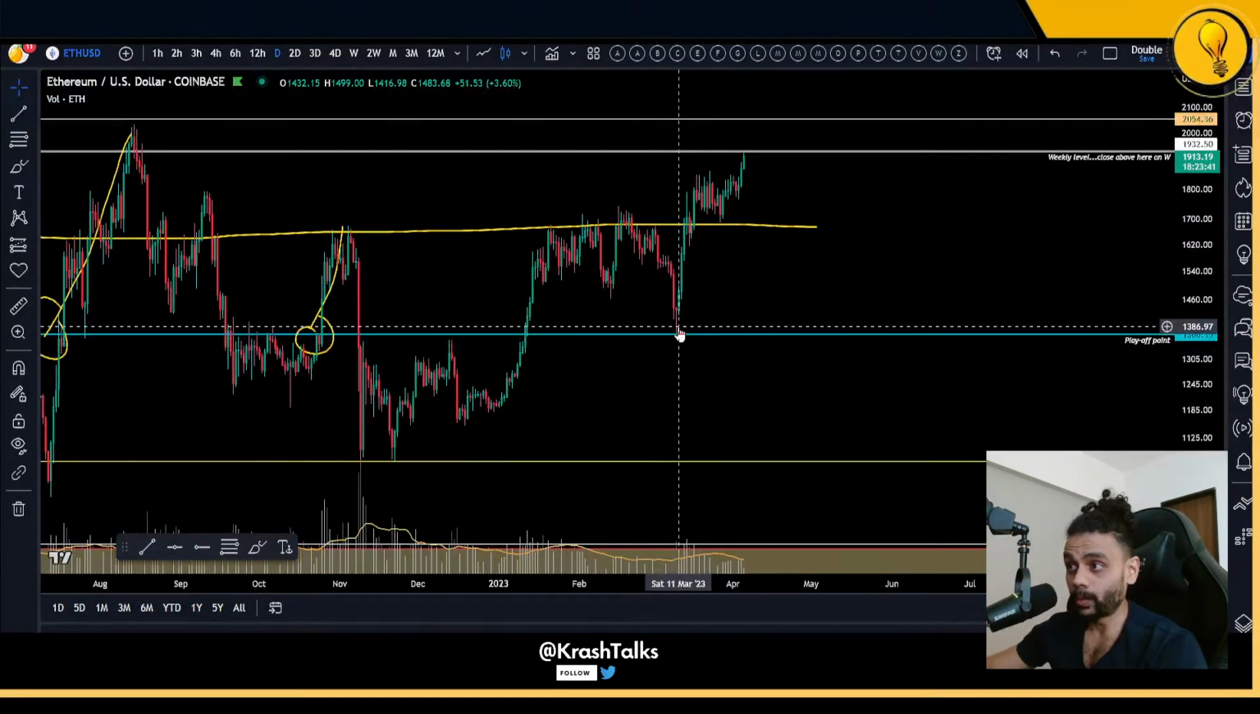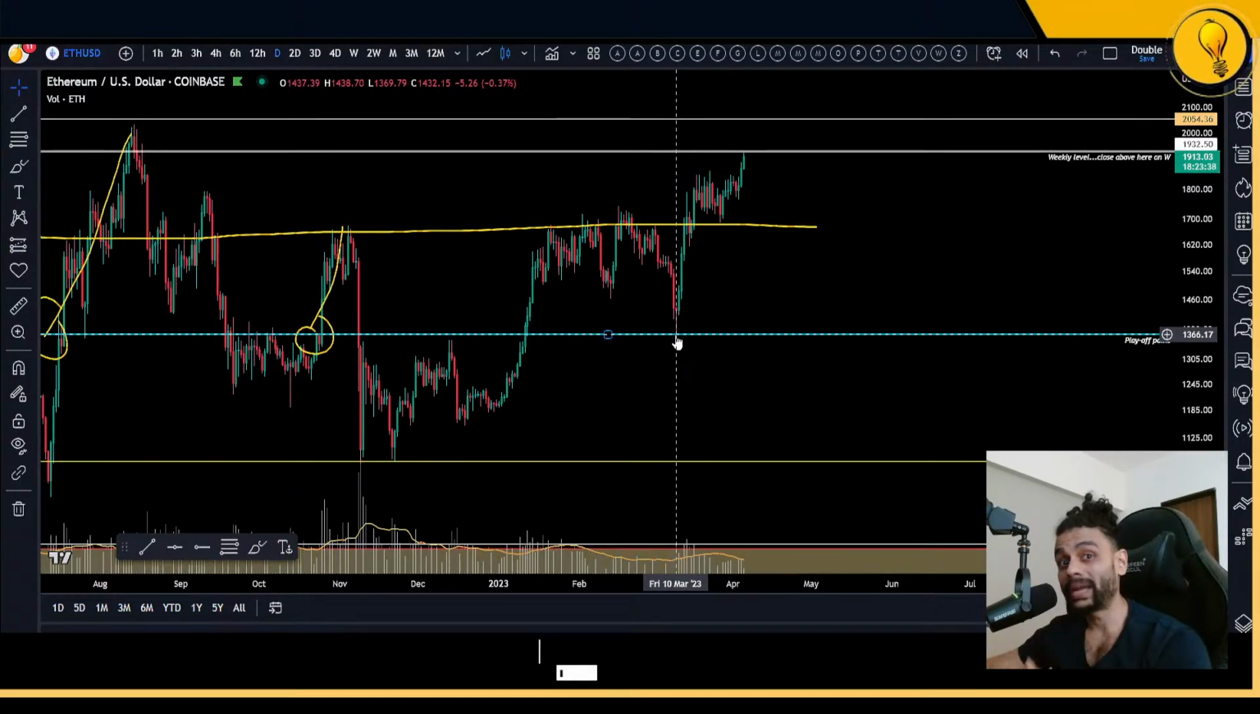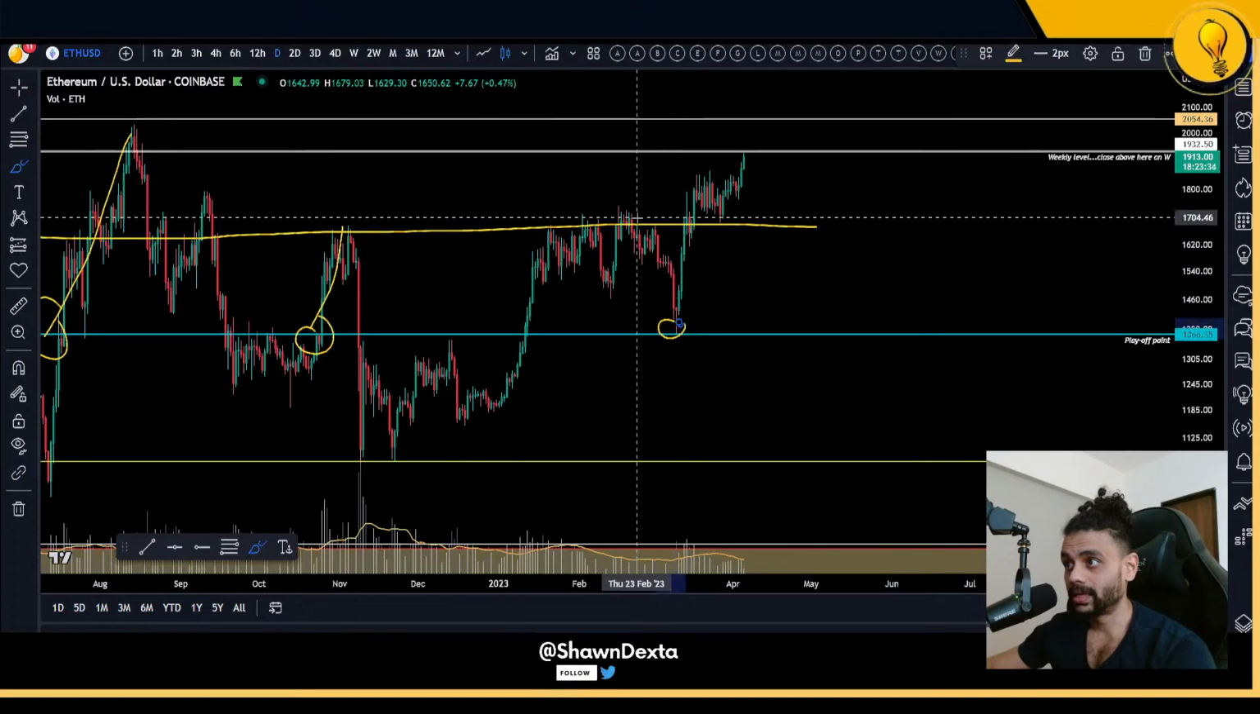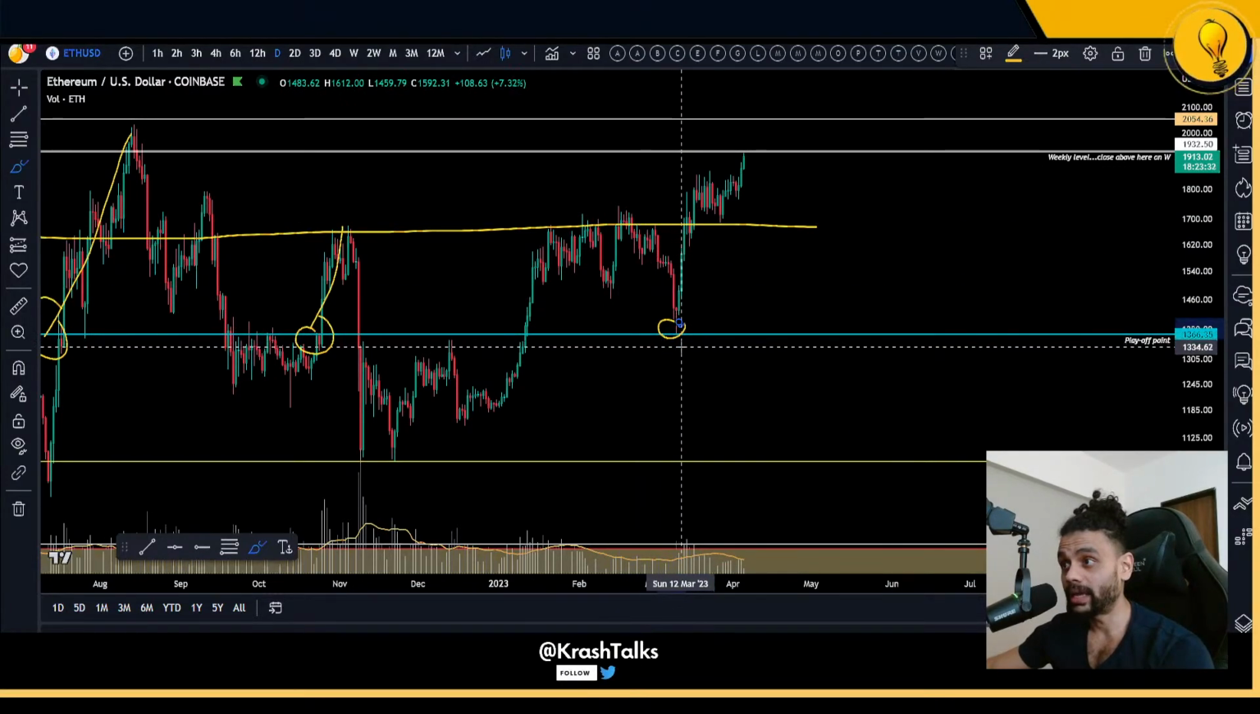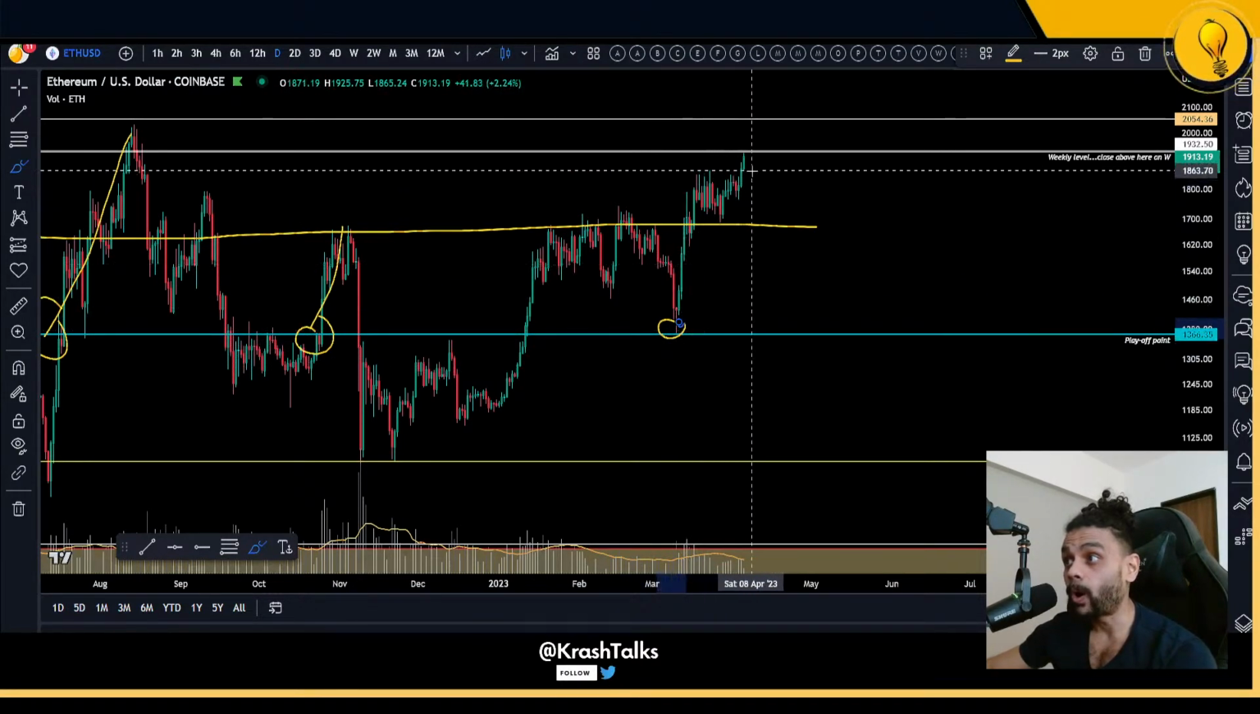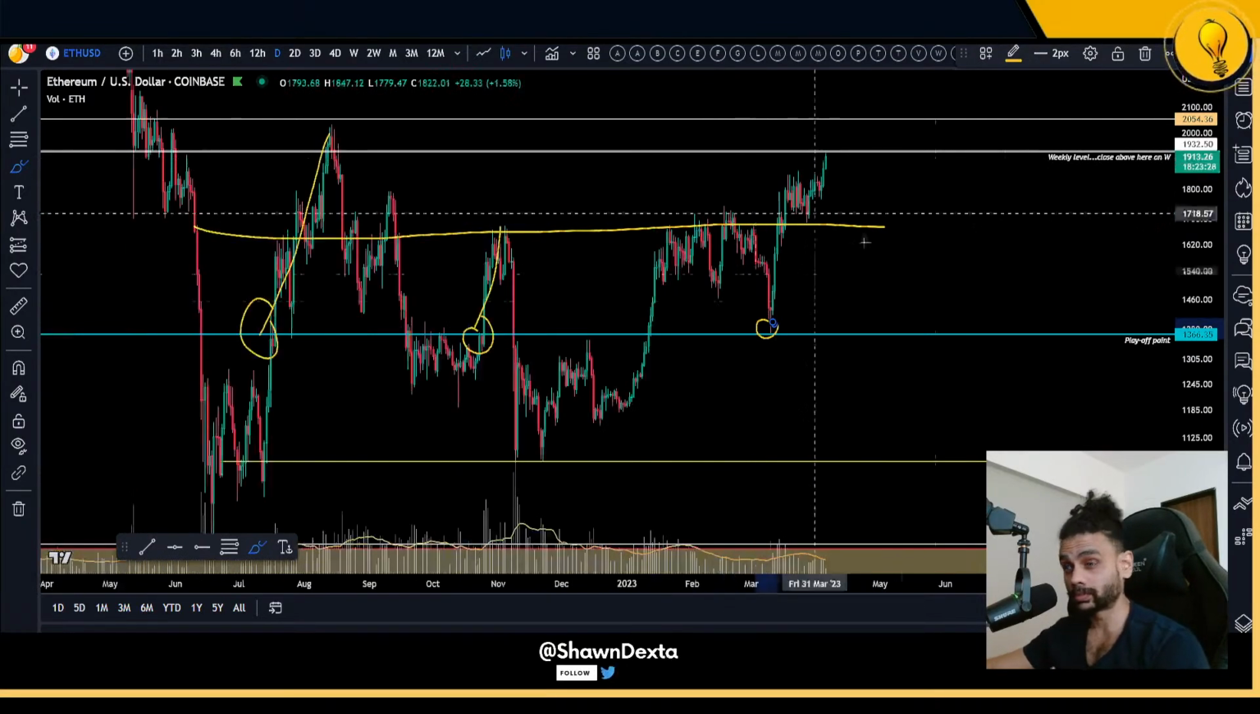Now, over here too, this was where we got picked up in the banking crisis. Ethereum bounced there, came down there, got picked up, and made its way all the way immediately to the top of the zone.